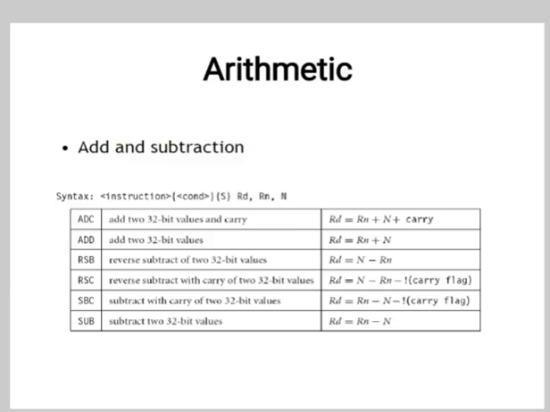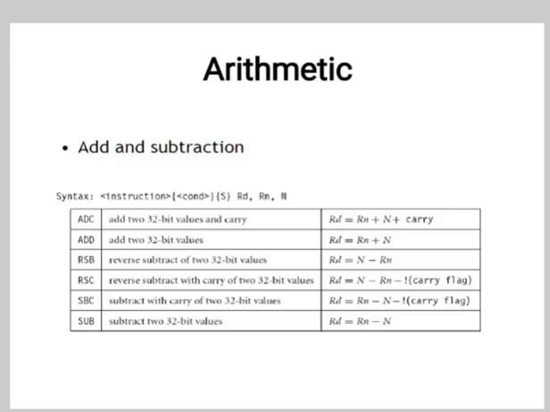We have seen in the last lecture shifted register operands and register movement operations. Now we will see arithmetic instructions. These instructions perform binary arithmetic on 32-bit operands. The operands may be unsigned or 2's complement signed integers. The syntax for add and subtraction is given here. It consists of the instruction, then the condition, and then registers.